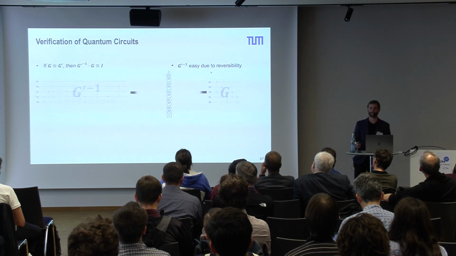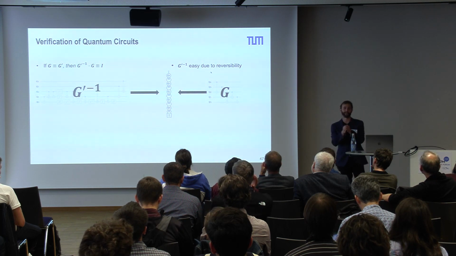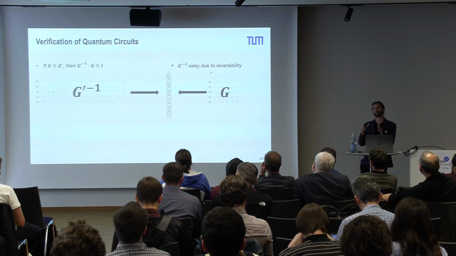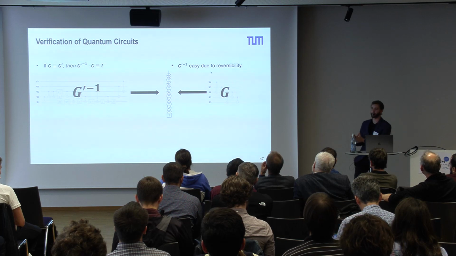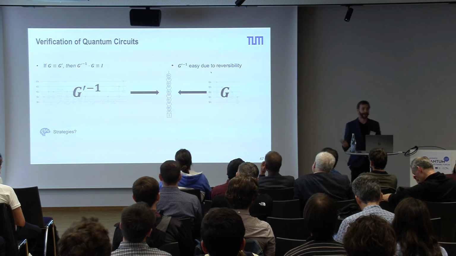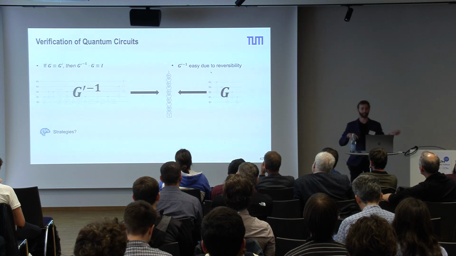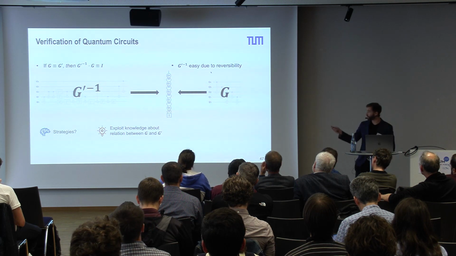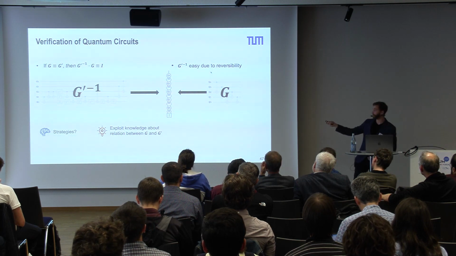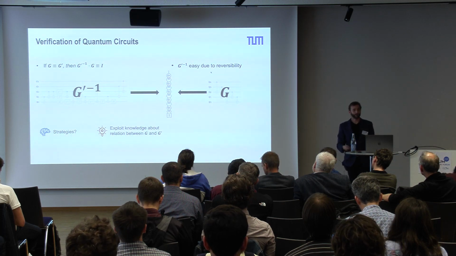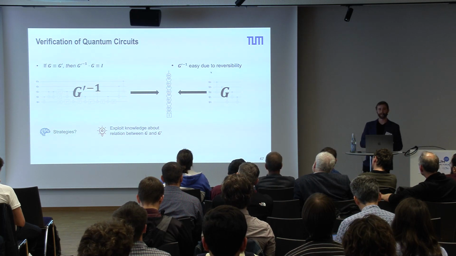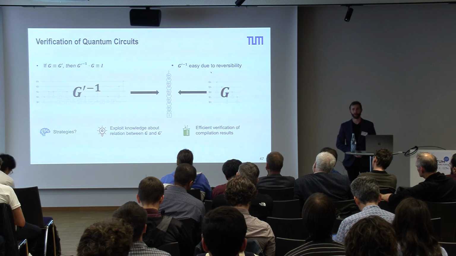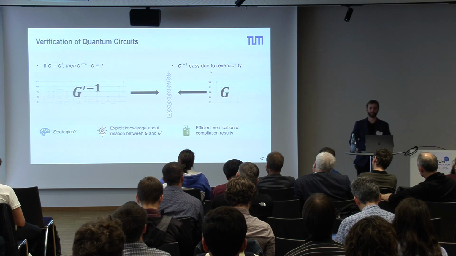The overall idea here is that you start in the middle of both circuits with the identity, and you alternate between applications of both circuits with the goal of staying as close as possible to the identity during the verification process. And of course, the natural question is, how would you do that? How can you derive strategies for when to go left, when to go right? The answer is, you can exploit knowledge about the compilation flow. These two circuits aren't completely unrelated in most cases. If one is the result of compilation, then you know roughly what the compiler was doing. So you can use that as a basis to derive an efficient verification strategy that allows you to verify compilation results on a large scale, because you can always keep close to the identity.